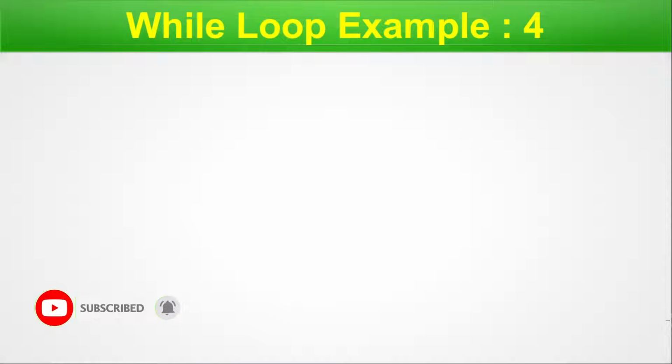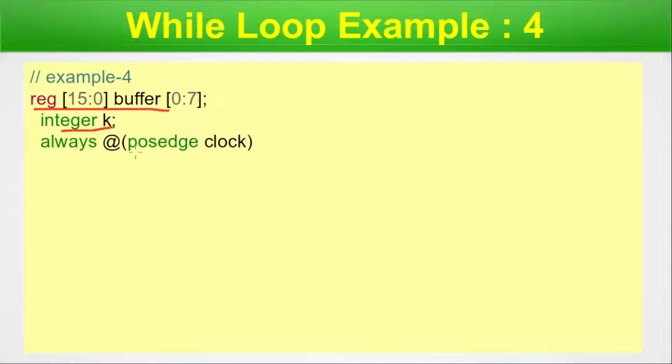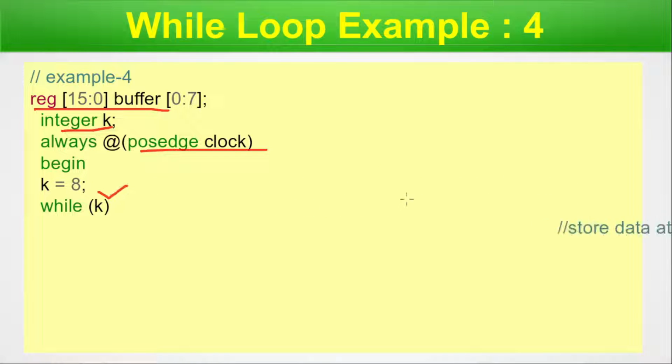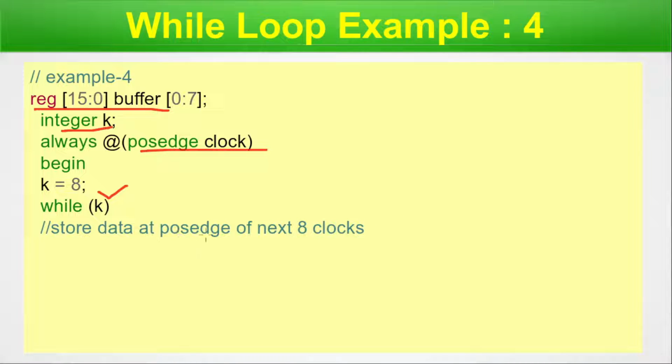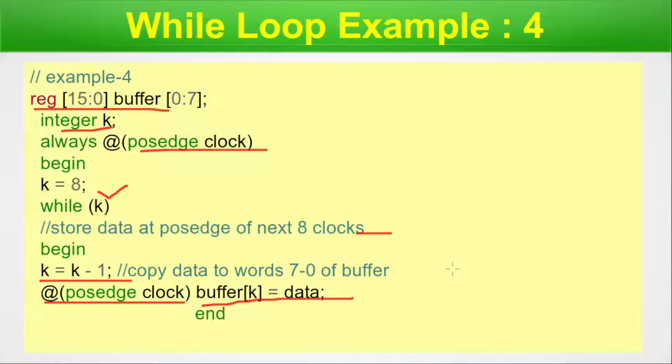The fourth example of the while loop. Here we have example 4, and we have a range 15 down to 0 for buffer, and we have integer k, and always posedge of clock. Here we have begin, we have k equal to 8, and while k is true, we keep the while loop running. Here we store data at the posedge of the next 8 clocks. So here we have begin, and we have k equal to k minus 1, and then posedge of clock, buffer k equal to data. Now here we end.